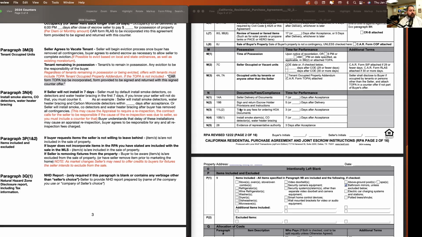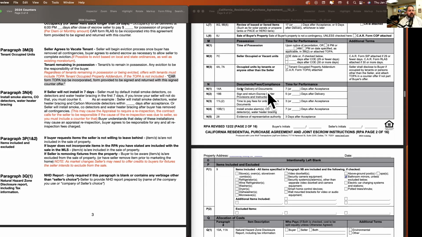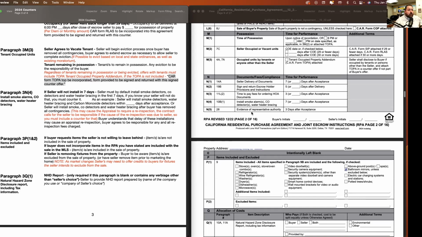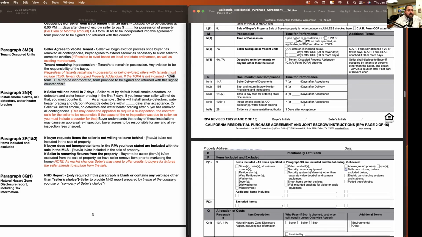The next one, paragraphs 3 and 4, we're not going to look at the seller delivery of documents. My thing is, I'm not going to counter that time period. I'm just going to deliver them as soon as possible, especially if I'm asking them to shorten their time periods. But we're talking about the smoke detector, the water heater. It says by default, I have to install that within 7 days of acceptance. I have to put that in 7 days. So if I'm not going to do that, I have to counter.